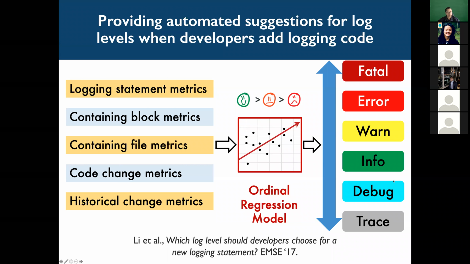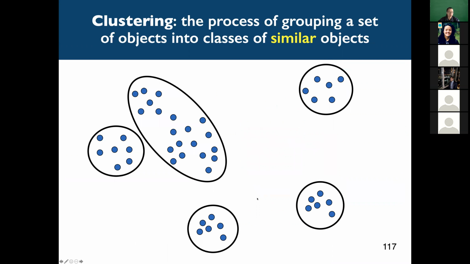Yeah. So this is classification, right? The second technique we want to cover is clustering. What is clustering? Clustering is the process of grouping a set of objects into classes of similar objects. In this figure, you can see different dots, right? Each dot you can consider as an object. So clustering is to group them into different groups.